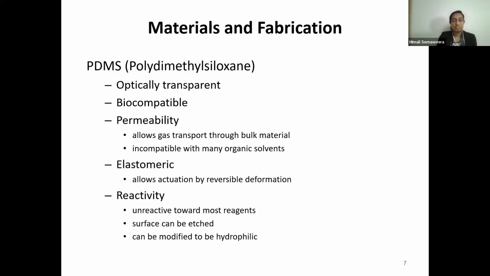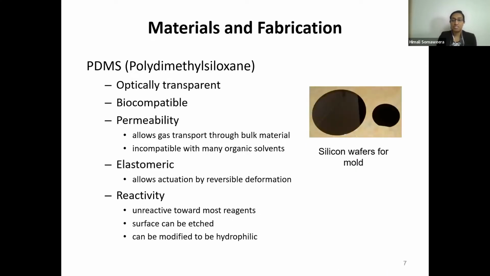And also, it's really unreactive towards most reagents. The surface can be etched, so we can modify the surface as we want, and it can also be modified to be hydrophilic, because it's mostly hydrophobic since it's an organic molecule.